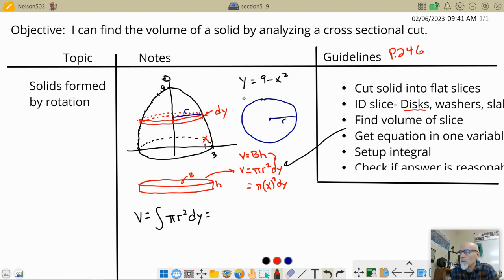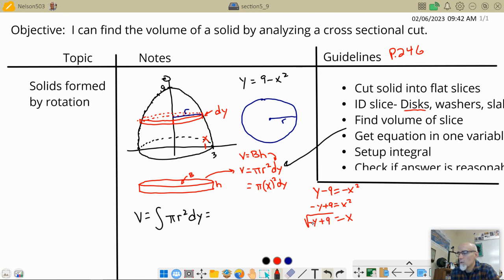So I move my 9 to the other side. I don't think I have enough room up there. So I go y minus 9 is equal to negative x squared. I multiply everything by -1, so I get negative y plus 9 equals x squared. Then I'm going to take the square root of both sides. So I get the square root of negative y plus 9.